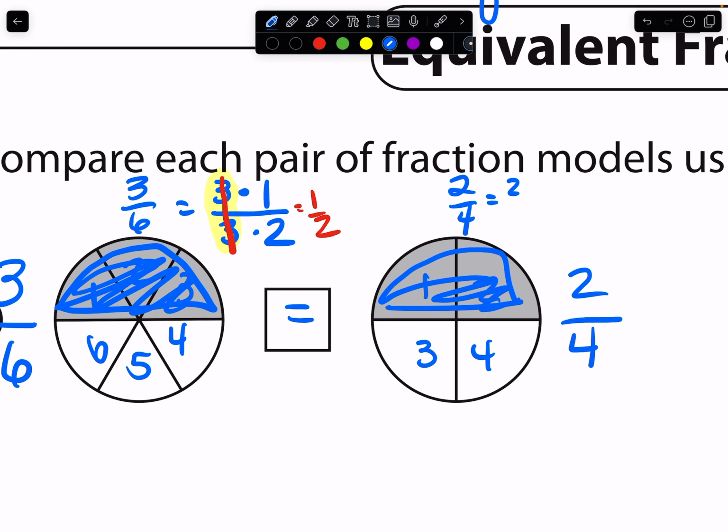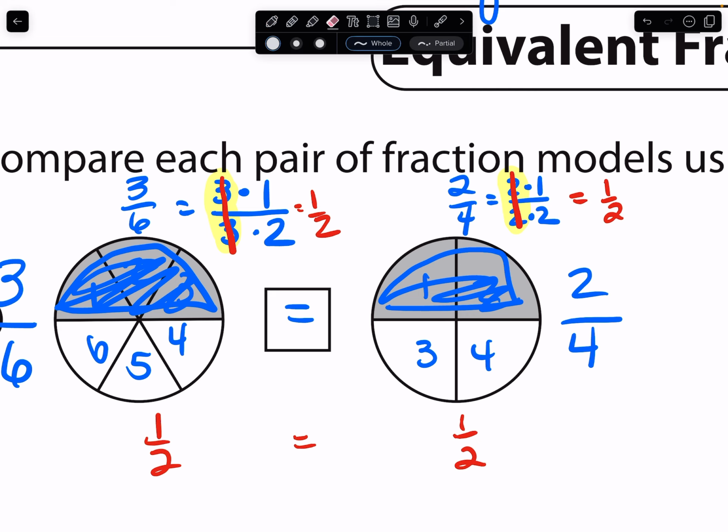And on this side over here, it's the same situation. I'm going to rewrite it as 2 times 1 over 2 times 2. Now you'll notice that again, I have 2 over 2, which represents a whole, which is 1. Well, what is 1 times 1/2? It's 1/2. So does 1/2 equal 1/2? Yes. So that's the proof on why these are equivalent fractions.